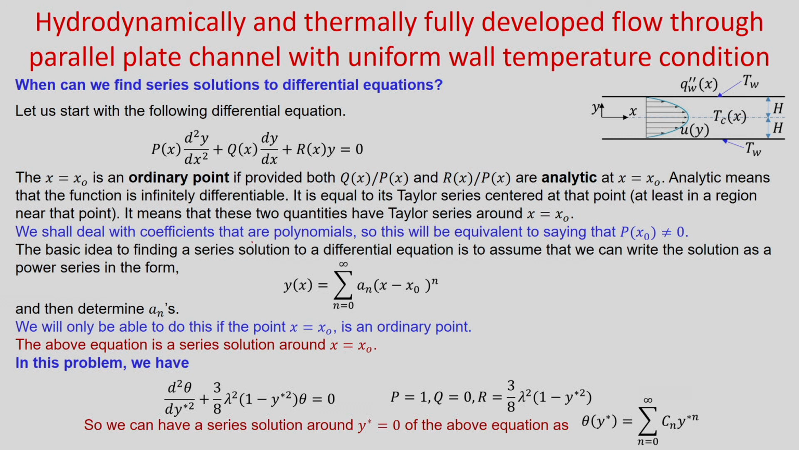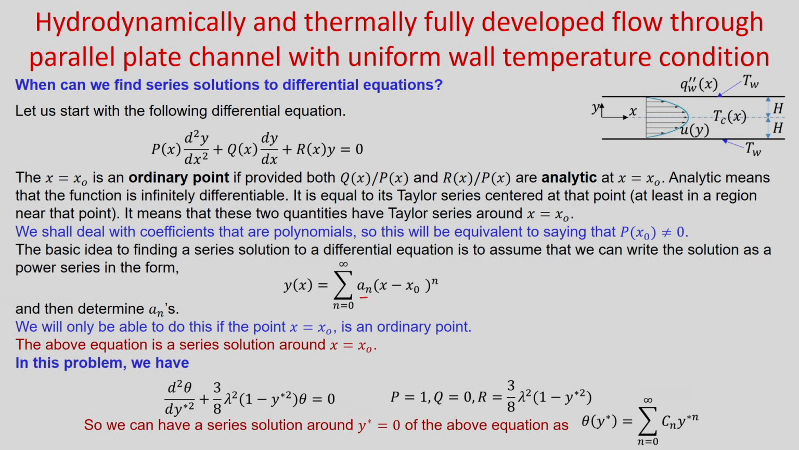We shall deal with coefficients that are polynomials. So, this will be equivalent to saying that p(x0) is not equal to 0. The basic idea of finding a series solution to a differential equation is to assume that we can write the solution as a power series, y(x) equal to the sum from n equal to 0 to infinity of a n (x minus x naught) to the power n, and you determine the coefficients a n. We will only be able to do this if the point x equal to x naught is an ordinary point. So, the above expression is a series solution at x equal to x naught.